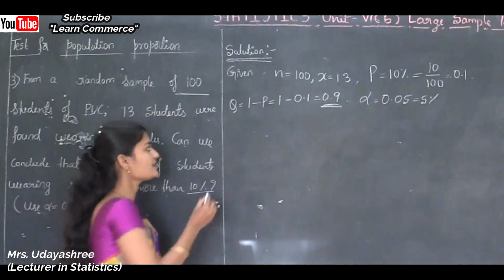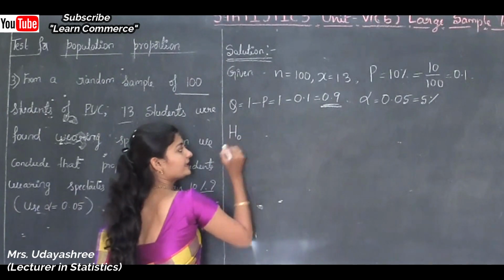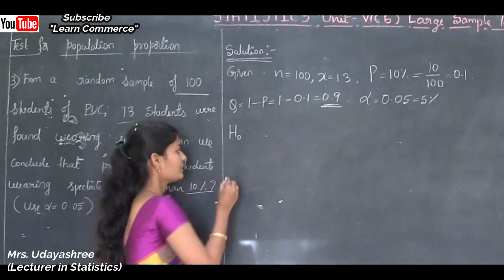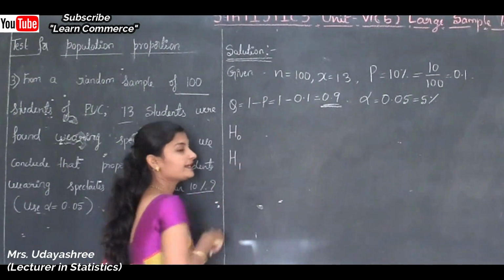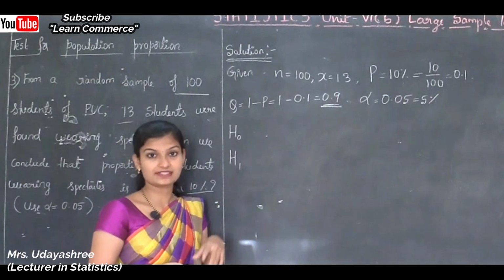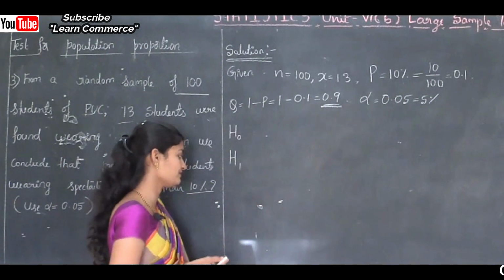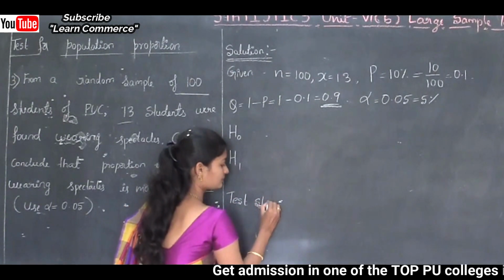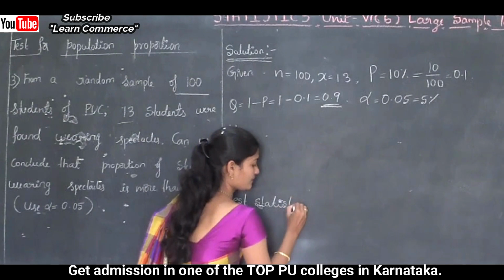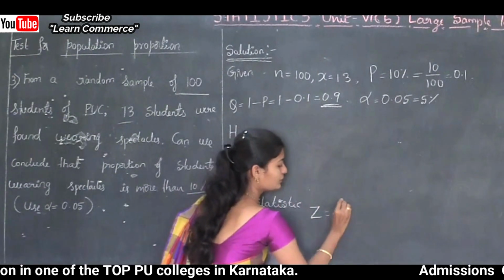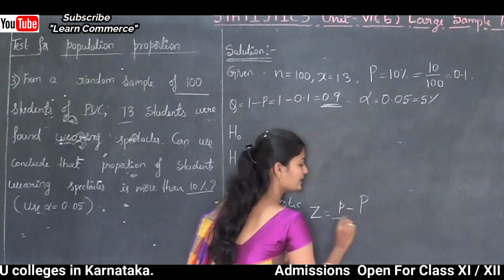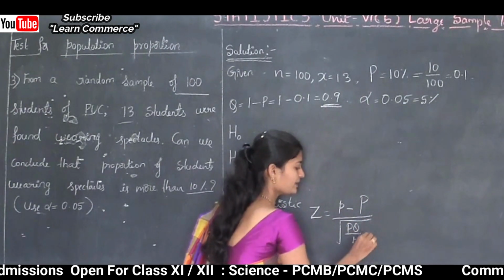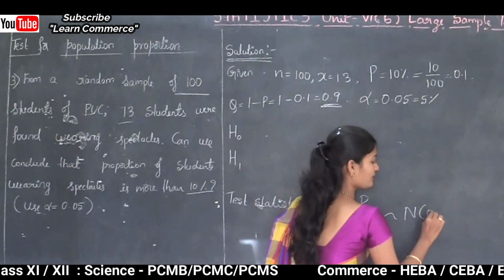Next, let's see the test procedure. Step 1 is setting up of the null hypothesis, and the null hypothesis is denoted by H0. Step 2 is setting up of the alternative hypothesis, denoted by H1. Next, step 3 is the test statistic. The formula is Z is equal to small letter p minus capital letter P divided by square root of PQ divided by small letter n, which follows normal 0, 1.